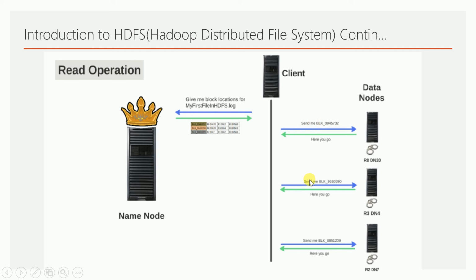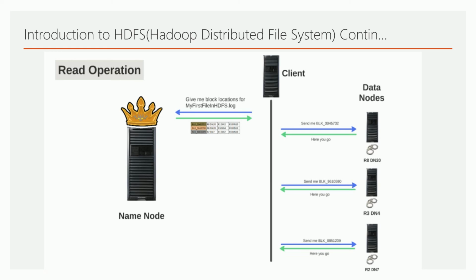Once that block is read, we need to read the other blocks. So it goes to the second block. Say here we have a block ID ending with 732, a block ID ending with 590, and a block ID ending with 209. All these 3 blocks it gets, and it constructs the file. Once it constructs the file, the Java program will return the file to your local drive. That's how the read operation performs.